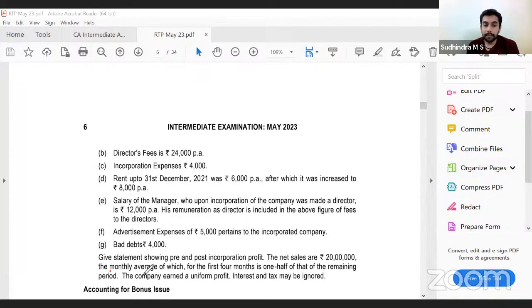They are telling that the monthly average for the first 4 months is 1/2 of that of the remaining period. That means pre-incorporation sales are lesser. First 4 months is pre-incorporation. So the average sales of the first 4 months is 1/2, that is half, of that of the remaining period.